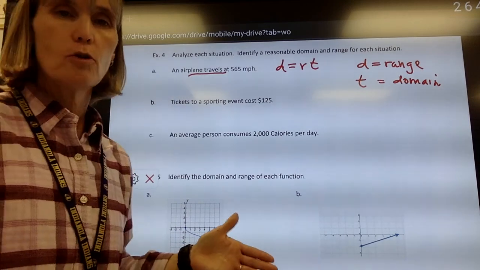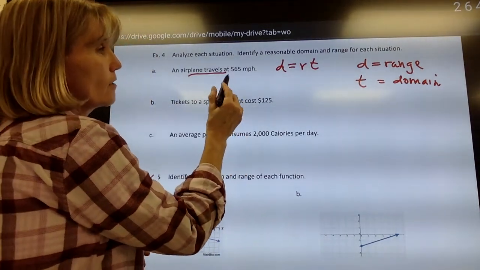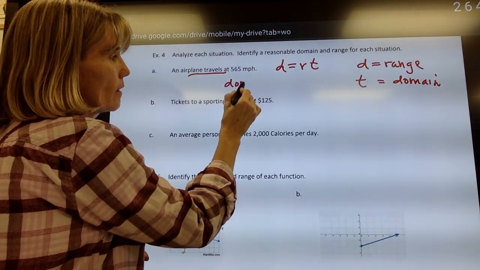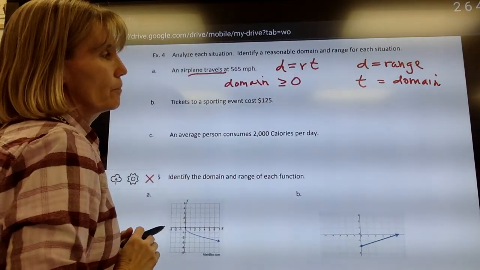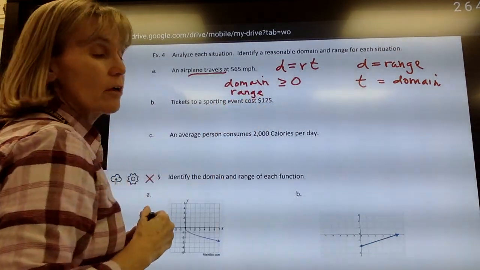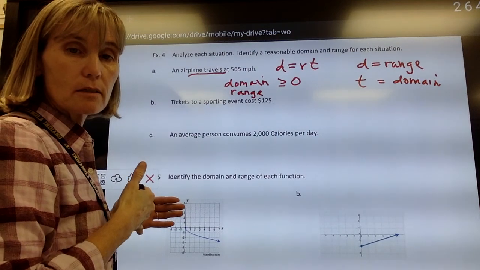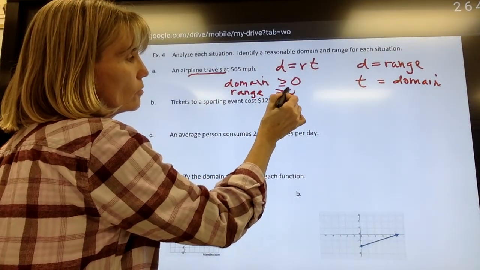Well, the question is, can you travel a negative amount of time? And the answer is no. So for your domain, my domain would have to be greater than or equal to 0. And my range values, can we travel a negative distance? And that would be no also. So I'd say my range is greater than or equal to 0 too.